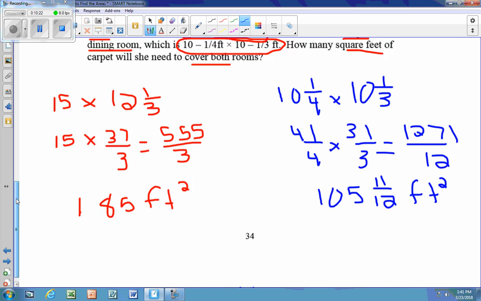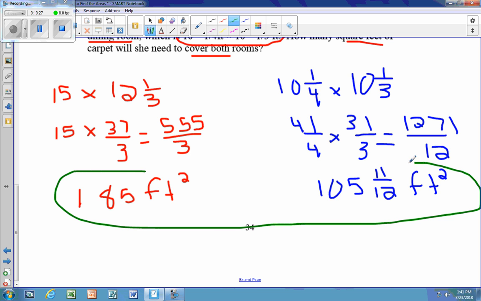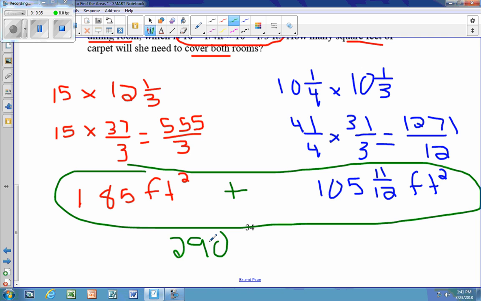So this is the two rooms separate. In order to figure out how much we need all together, we have to add these two together. And when we add these two together, we end up with 290 and 11 twelfths feet squared. So if we were actually doing this and we were buying this for a house or something, we wouldn't get 11 twelfths. We would end up buying 291 so that we would have enough.